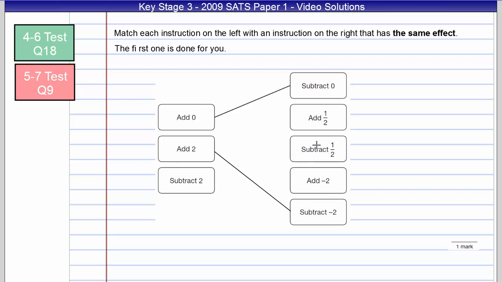Subtract -2 in the same way can't match up with these two because they're a half, so subtract 2 matches up with add -2.